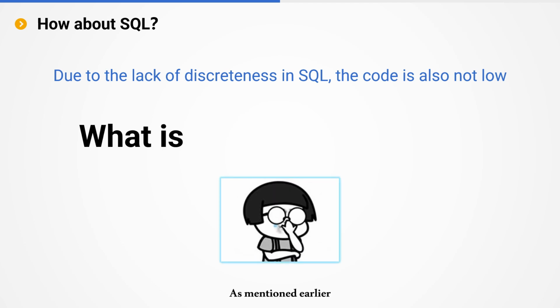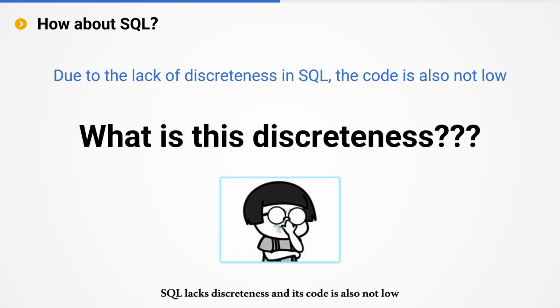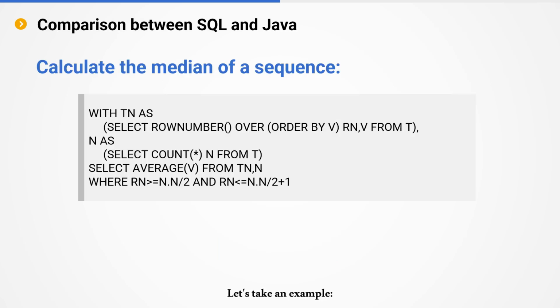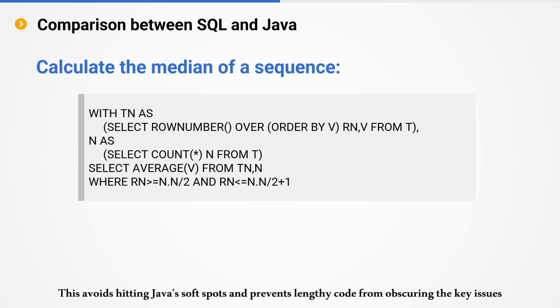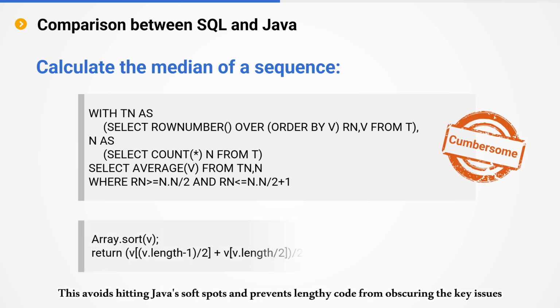As mentioned earlier, SEQL lacks discreteness, and its code is also not low. What is this discreteness? Let's take an example, calculating the median of a sequence. Structured data isn't necessary here. A simple array will do. This avoids hitting Java's soft spots, and prevents lengthy code from obscuring the key issues.